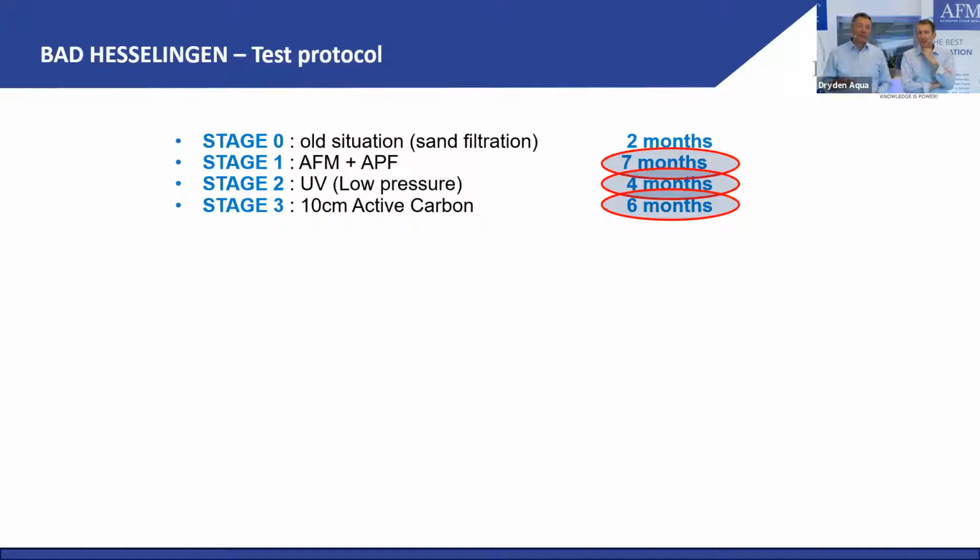What did we test? Or what Thomas did test. For 2 months, we had the old situation, which was flocculation with sand. Then we changed this to AFM and APF, and we tested it for 7 months. Then on top, we added UV. In this case, it was a low pressure, to be fair, which works with organochloramine, not as great as medium pressure, but it works. And then we stopped the UV and added a 10 centimeters layer of carbon.